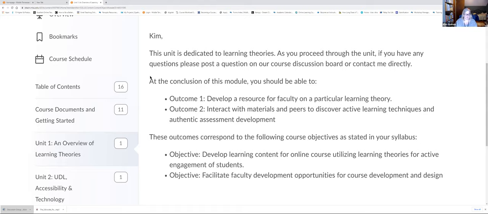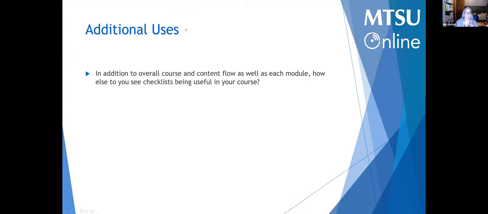What other questions does anybody have? We've got a couple minutes, but I did have one other thing. So I'm going to minimize this and we'll go back to our little presentation, and then we'll still have time for questions. I wanted to ask y'all, in addition to overall course and content flow, how else do you see checklists being used in your course? Can you think of other examples of processes or places where you would use it that weren't necessarily for the overall course or module? Are there other specific things you might use a checklist for?